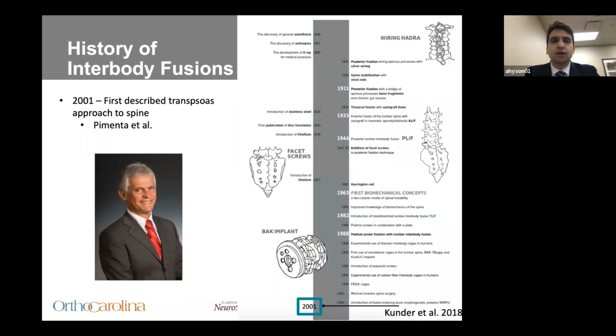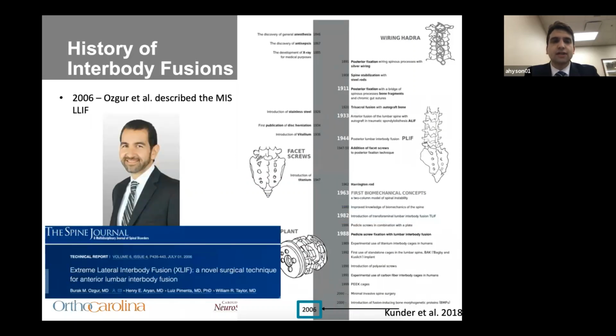In 2001, after the development of MIS surgery in 2000, Luiz Pimenta, a Brazilian surgeon, developed the first lateral trans-psoas approach to the lumbar spine. It was an endoscopic technique and was used to directly visualize the psoas muscle as it was transected for this procedure. In 2006, the modern technique for MIS LLIF, the technique we'll be focusing on in this talk, was developed by Bhargav Ozgur using NuVasive equipment.